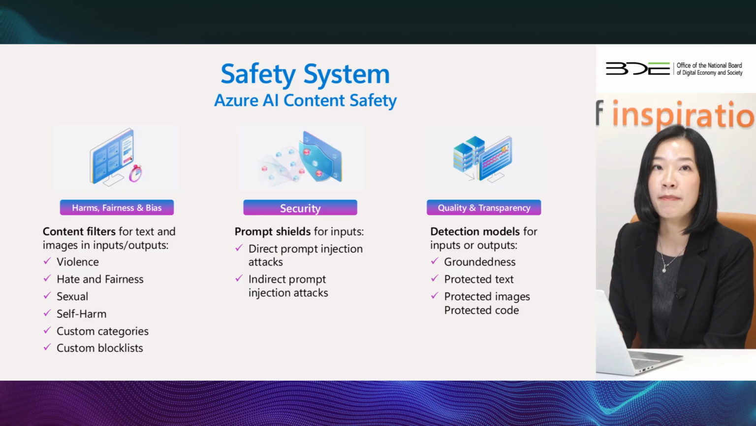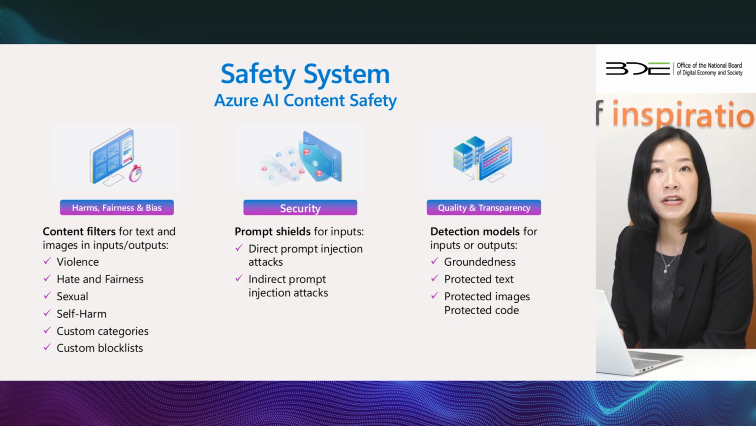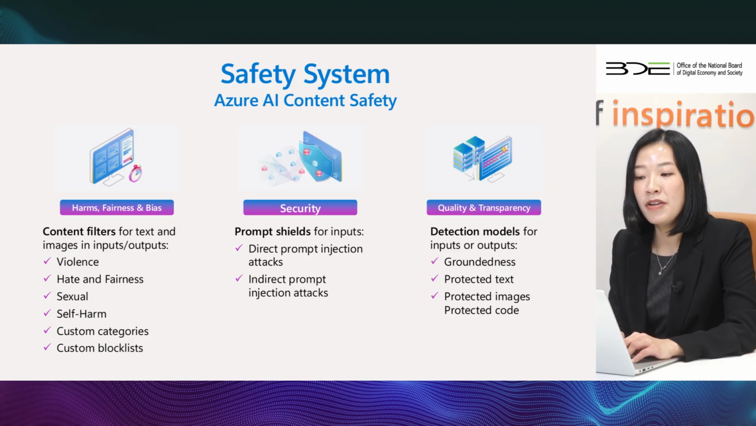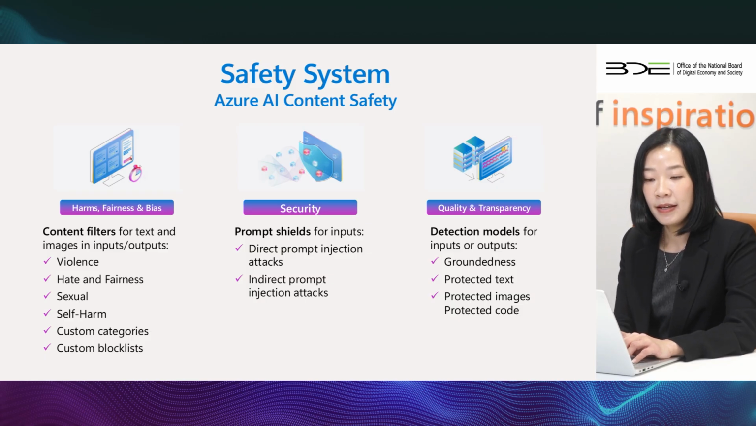Maybe we block for some of the sensitive cases, or maybe we allow for some of the use cases that are applicable. For the prompt shield, we also have direct prompt injection attack detection. If the system detects that there is a direct prompt injection attack, it will flag the alert or it will reject that kind of processing.